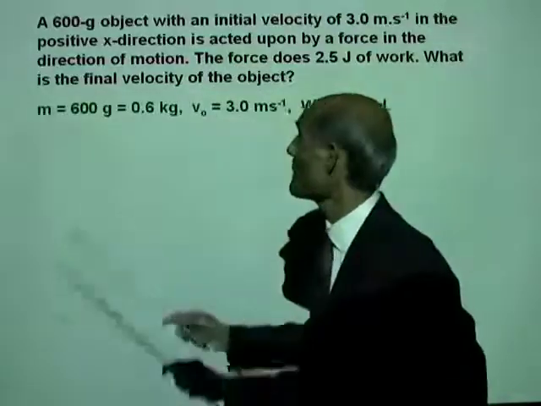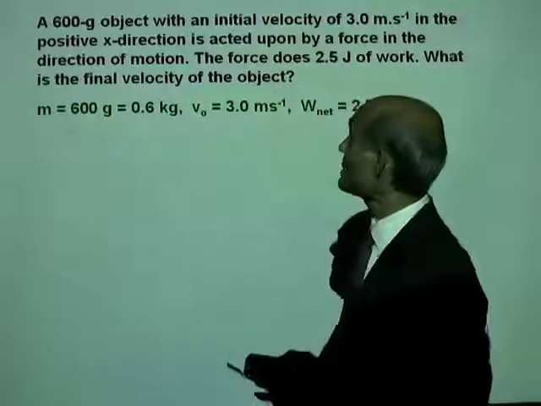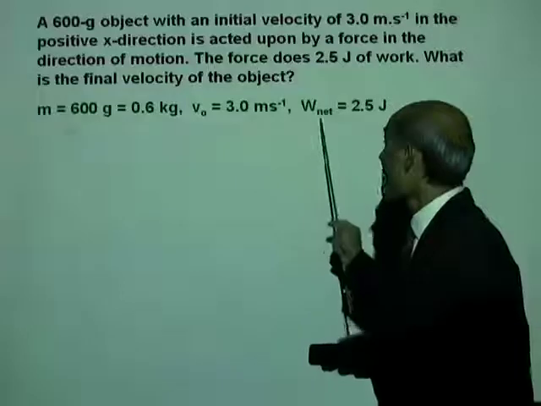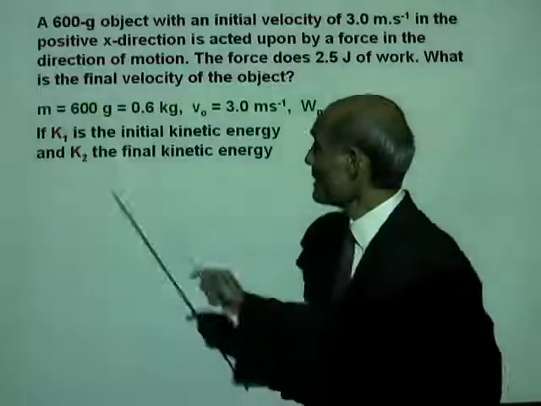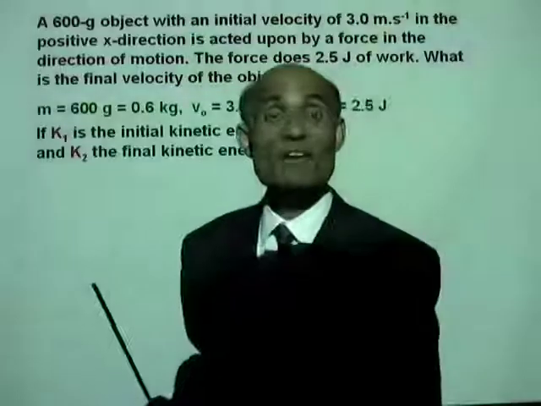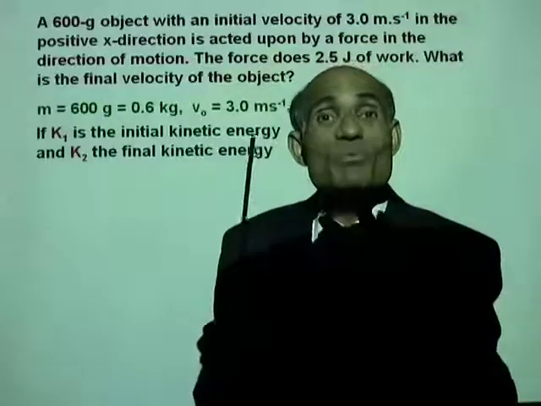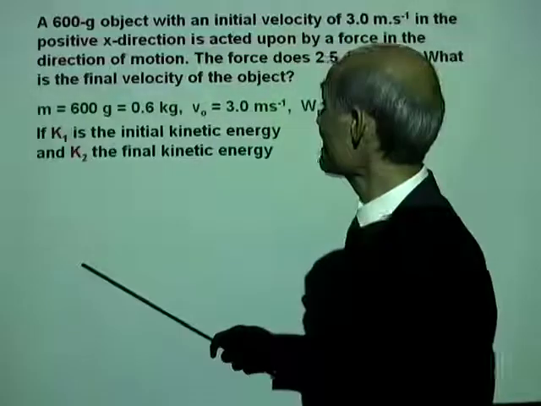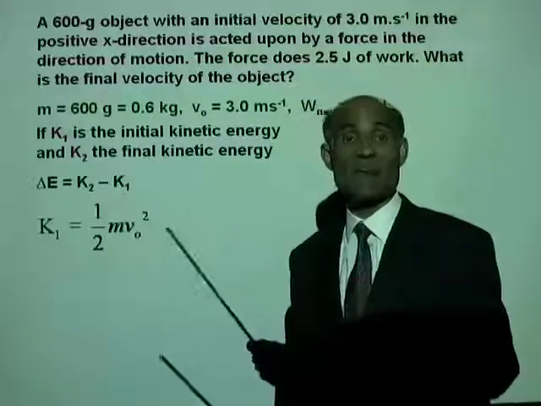Let's take our data. The mass of the object is 600 gram, that is 0.6 kilogram. The initial velocity is 3 meters per second, and the net work done is 2.5 joules. If K1 is the initial kinetic energy and K2 is the final kinetic energy, the change in energy delta K must be equal to the net work done by the external force. Is that right? Yes. So delta K, the change in energy, is K2 minus K1.